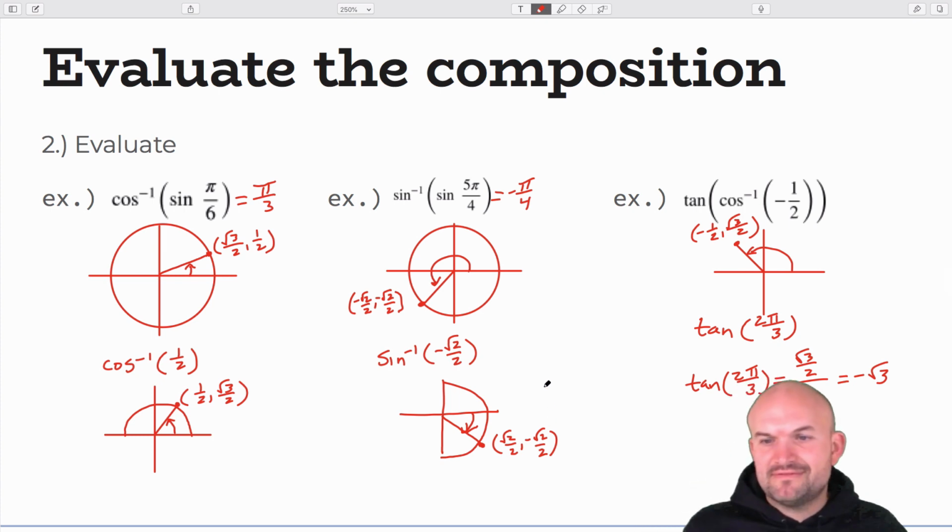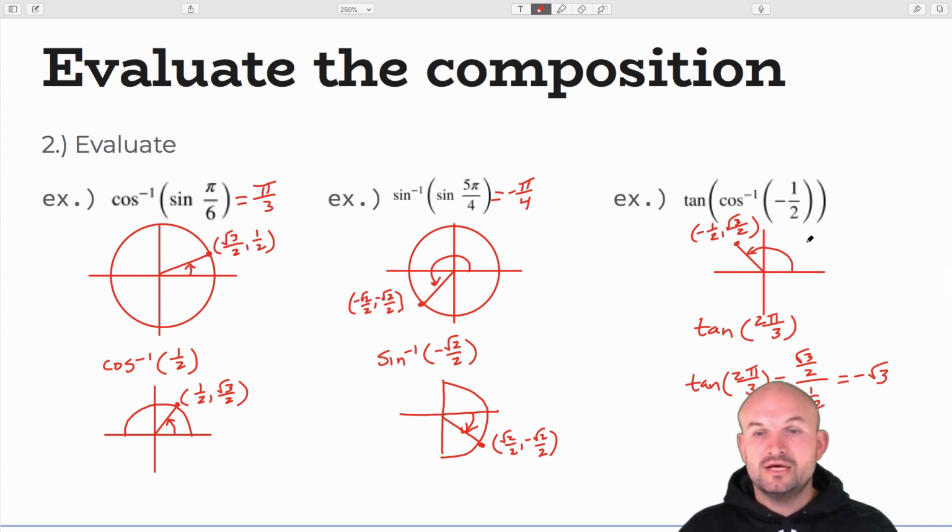Last but not least here, we have the tangent of the cosine inverse of negative 1/2. So now we're actually doing the inverse first. The cosine inverse of negative 1/2 is going to be 2 pi over 3, because if you're doing the cosine inverse of a negative ratio, that angle is going to be in the second quadrant.